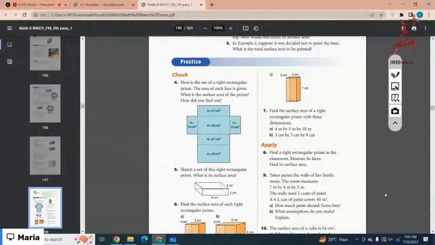Just add and calculate. Let me add 27, 45. 27 plus 45 plus 27 plus 45 plus 15 plus 15. So just add up all the areas. The area of this one is 174 centimeter square. Got it? How do you find it? You just have to add all the area of all the faces. Got it?